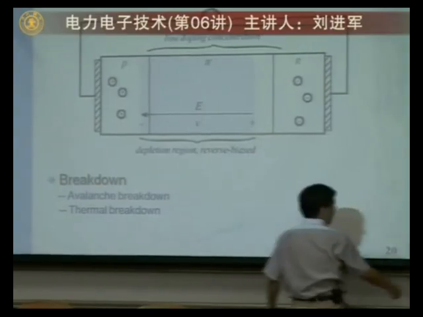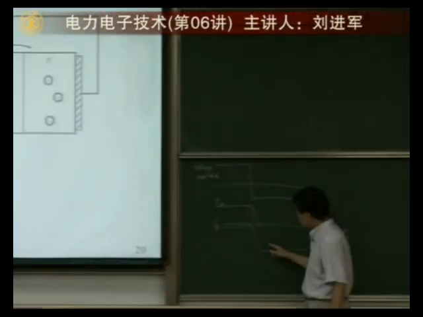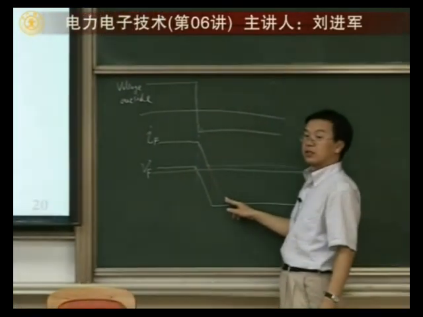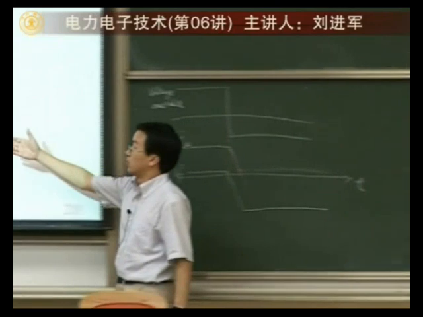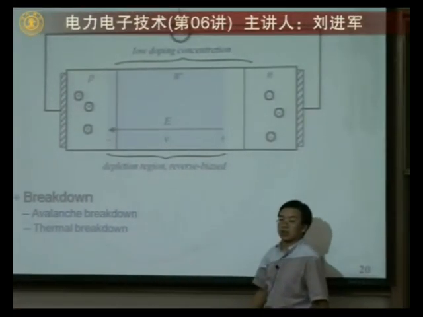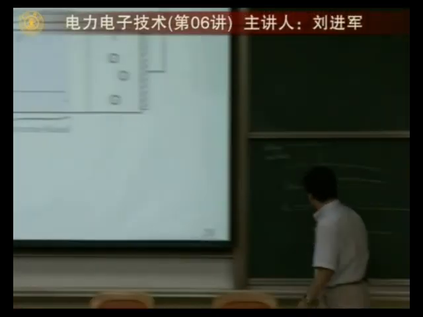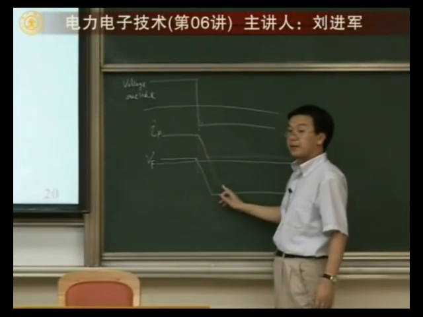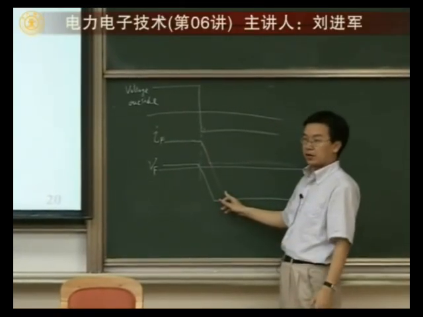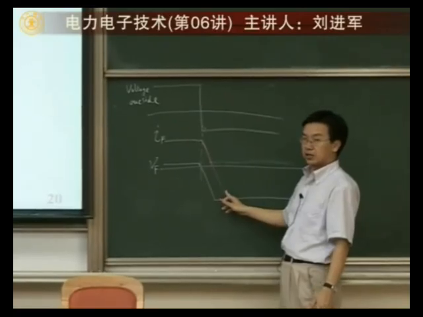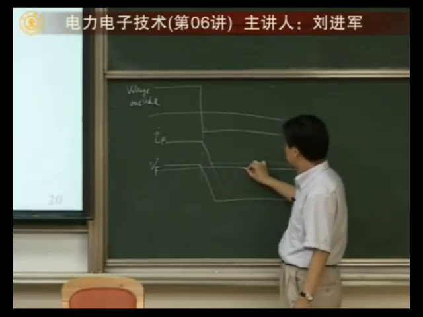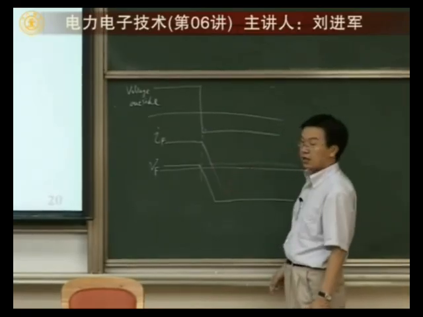So in the end, after a certain time, the carriers inside the intrinsic region are removed, and this region recovers the ability to block high voltage. Suddenly the conductivity of the intrinsic region becomes very small, no longer able to conduct current, and therefore the current drops back to 0.